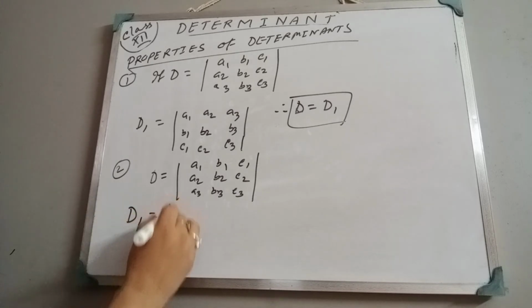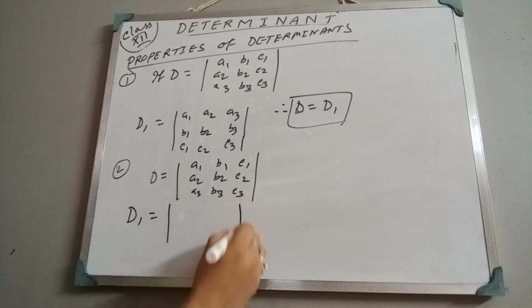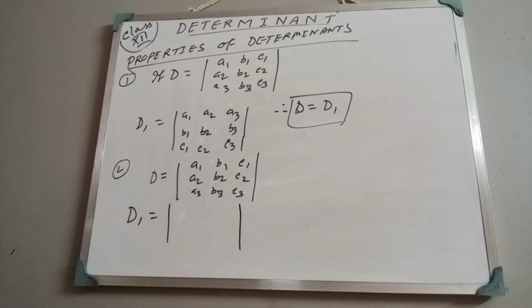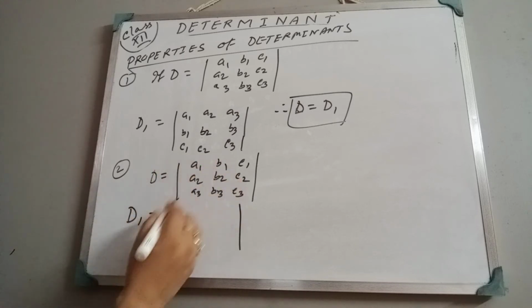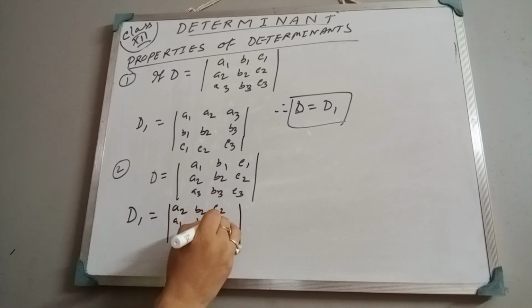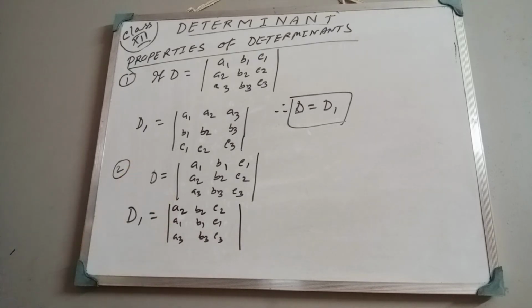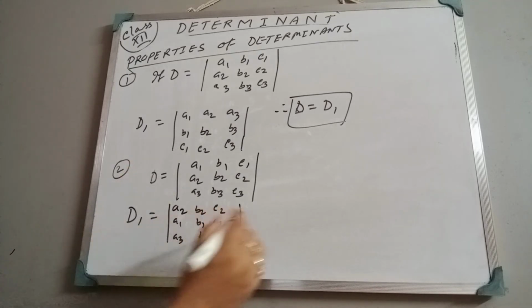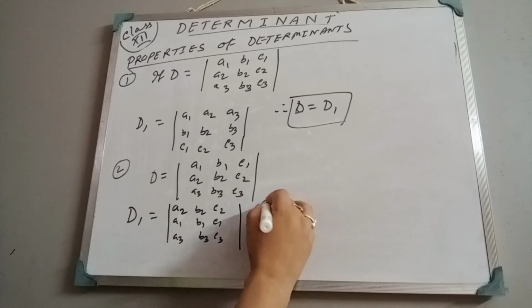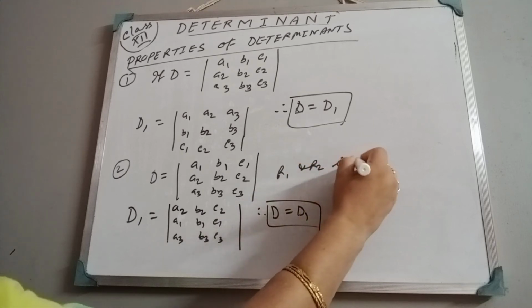D1 means when R1 and R2 are interchanged. First row and the second row we want to interchange. The first row we will write in the second row, and the second row we will write in the first row. So A2, B2, C2 and here A1, B1, C1. And third row there is no change. So if we do this, then there will be no change in values. Here also D equals D1, where R1 and R2 are interchanged.